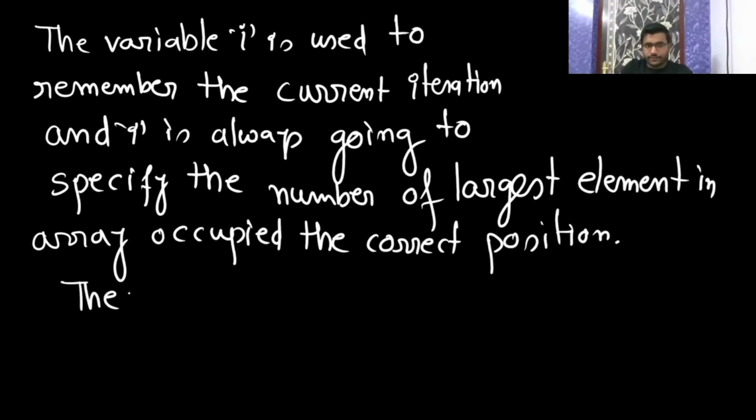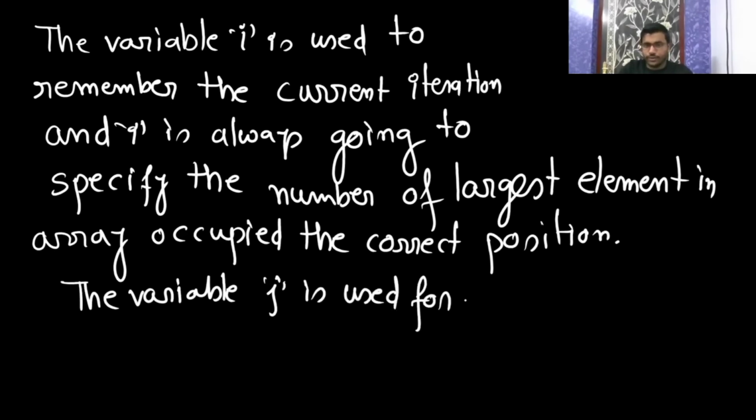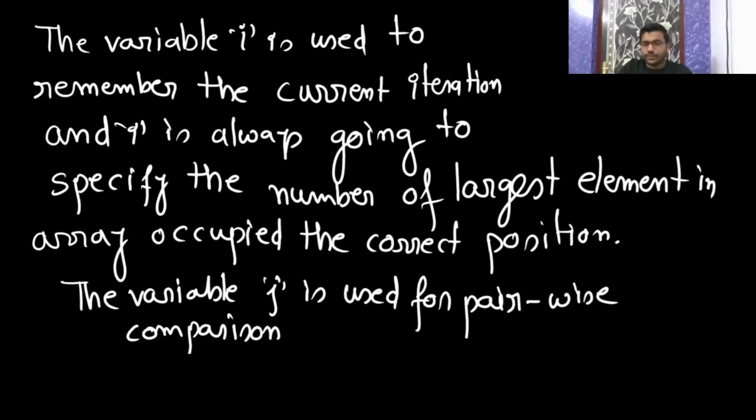The variable j is used for pairwise comparison. Variable j we are using for pairwise comparison, and variable i is used to remember the current iteration. And i is always going to specify the number of largest elements occupying the correct position. Okay.